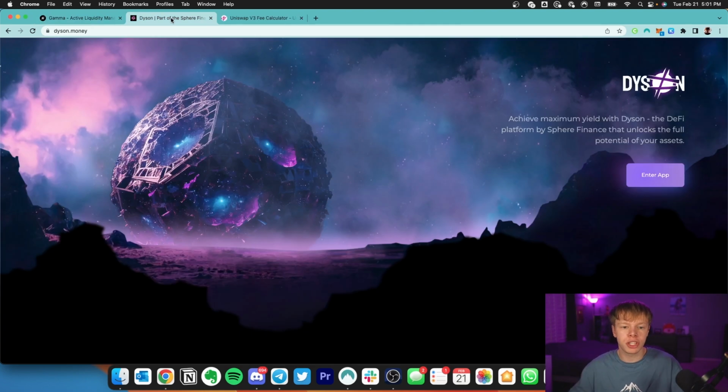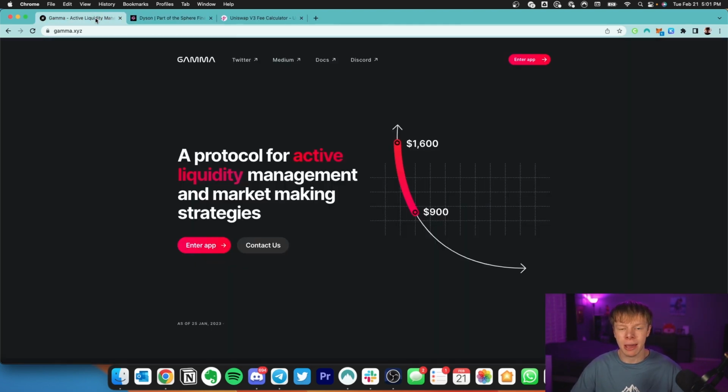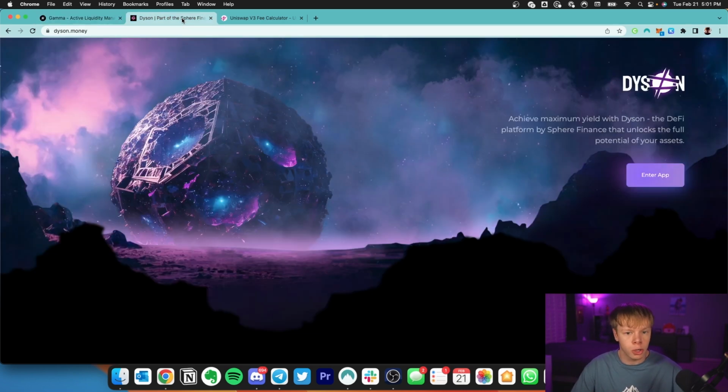Now it's important to mention that both these protocols, Dyson and Gamma, are aggregators for Uniswap V3. Now what does that mean, you might ask? Well, essentially what an aggregator for Uniswap V3 is, it's a yield optimizer. They take the yields from Uniswap V3, they optimize them for you, and they do all the hard work for you. So all you have to do is go on Gamma or go on Dyson and deposit into the vaults, and they do the rest of the work for you and take a performance fee.